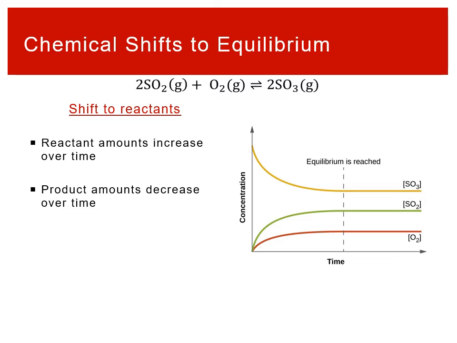Shift to reactants is then the opposite. The reactant amounts, the SO2 and O2, increase over time, and my SO3 is decreasing over time, the product amount. In this case, if I wanted that SO3, I'd be unhappy. This is not chemistry that I want to have happen. This is not the shift I want to occur.